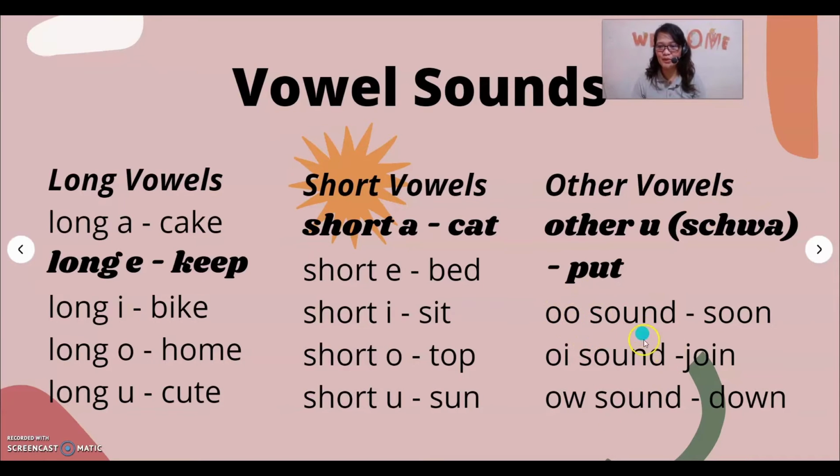And then the double O sound, soon, soon. We don't say soon, soon. You pretend that you have W sound before the last letter. Soon, soon, soon. I'll be there soon. Okay. And then the oi sound, join. Oi, join. And then lastly, ow sound, down, down. Okay, you guys practice. These are very important.